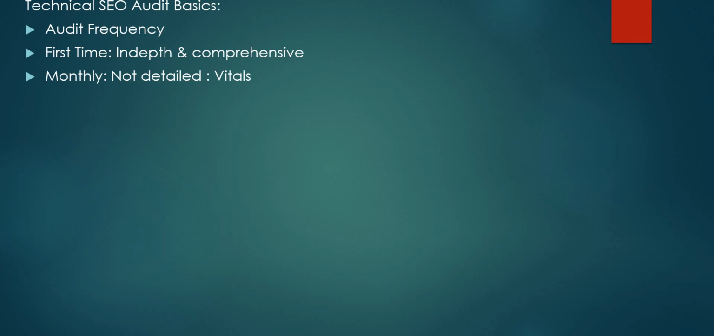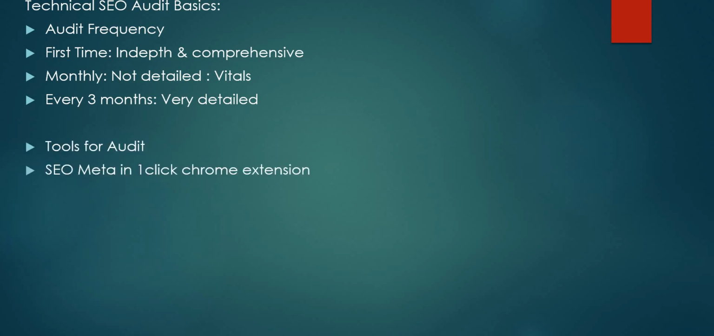And when it comes to monthly analysis, again, it shouldn't be too detailed. You will only check the vitals, right? But the best practice is to run an SEO audit every 3 months, and it has to be very detailed. So the first time you do it, it has to be in-depth and comprehensive. Monthly, you can only check the vitals. For example, you created some new pages, so you will have to ensure that those pages are indexed or submitted on Google Search Console. If you are not breaking the URL structure, you don't need to do it on a monthly basis. You will only check the vitals, but every 3 months, yes, it has to be a detailed SEO audit, right?